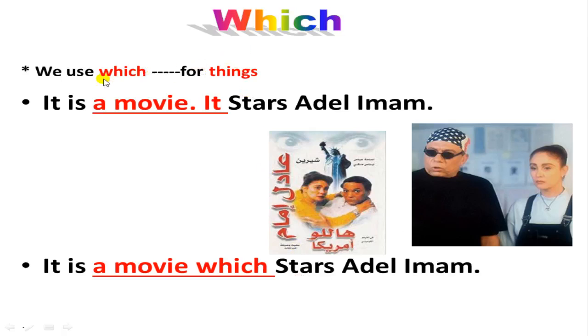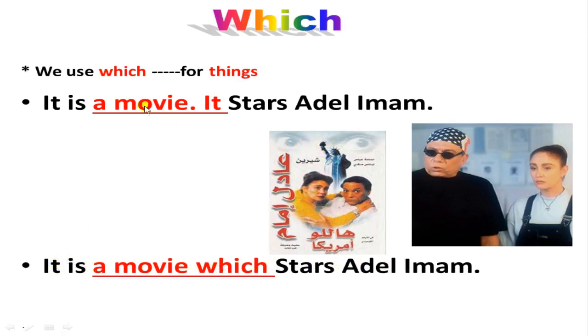Which. We use which for things, not people, but things. It's a movie, a film. It stars Adil Imam. The movie stars Adil Imam. The movie, of course, is a thing. So this is the movie of Adil Imam, Hello America. This is one of Adil Imam's movies. So say it's a movie which stars عادل إمام.